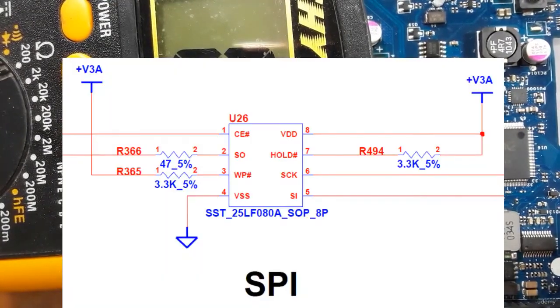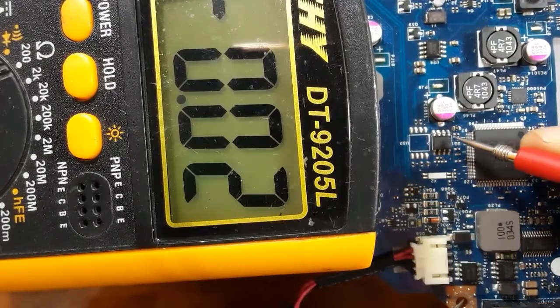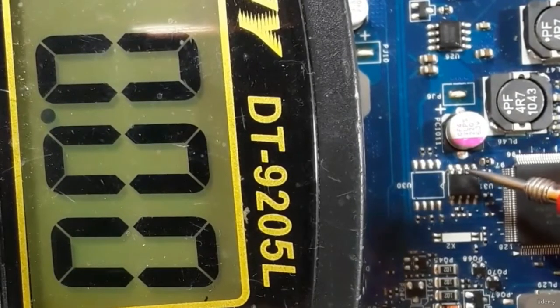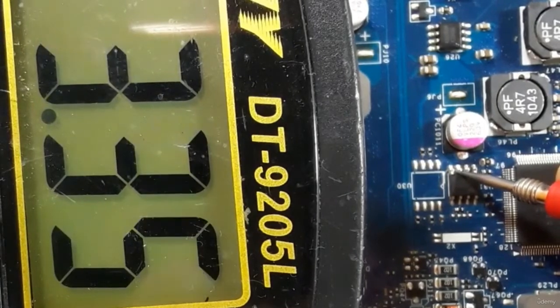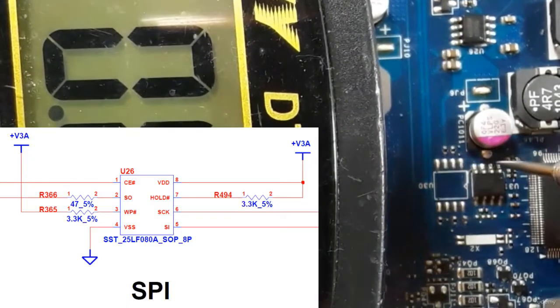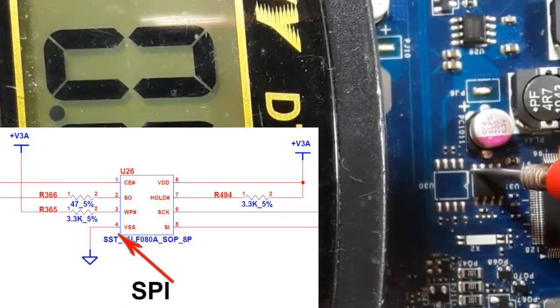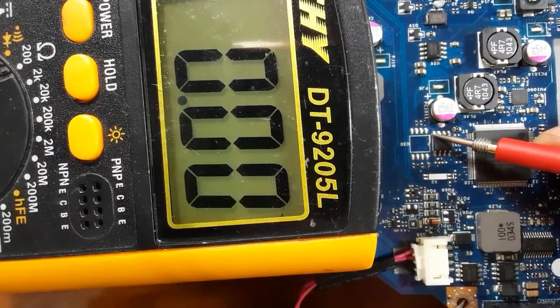So as you can see in the schematic, in the pin number 3, write protect, we have 3 volt. So let's check pin number 3. So 1, 2, 3, we should find 3 volt, as you can see. So pin number 4, we will find 0 volt because the pin number 4 is connected to the ground.